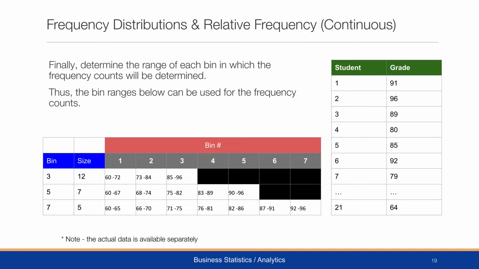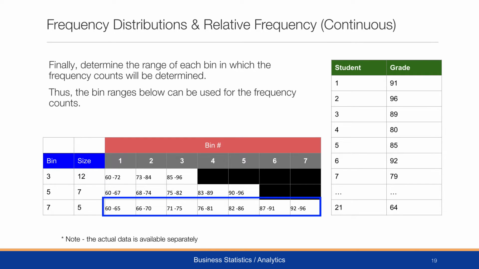Finally, we will determine the range of each bin in which the frequency counts will be determined. So the bin ranges below can be used for the frequency counts. So if we have 3 bins, each is a size of 12, it will go from 60 to 72, then 73 to 84, and then 85 to 96. Now in the case of 5 bins, each one of size 7, it'll be 60 to 67, 68 to 74, 75 to 82, 83 to 89, 90 to 96.